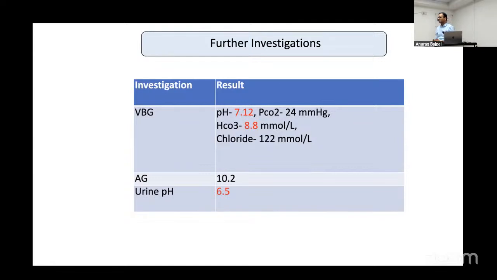So some people use 5.3, some people use 5.5. If it's more than 5.5, it is considered to be an alkaline urine. So here, alkaline urine is clearly going in favor of a distal RTA. So now you have diagnosed distal RTA.